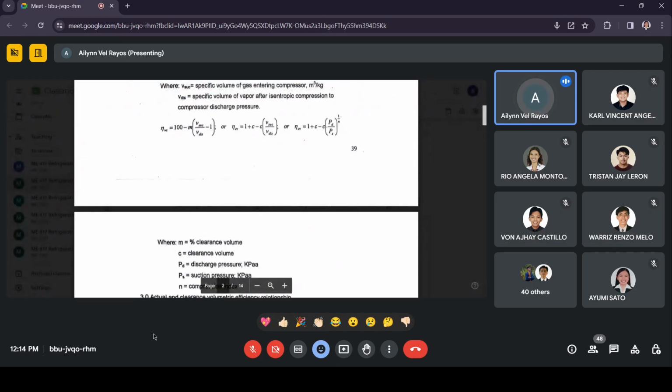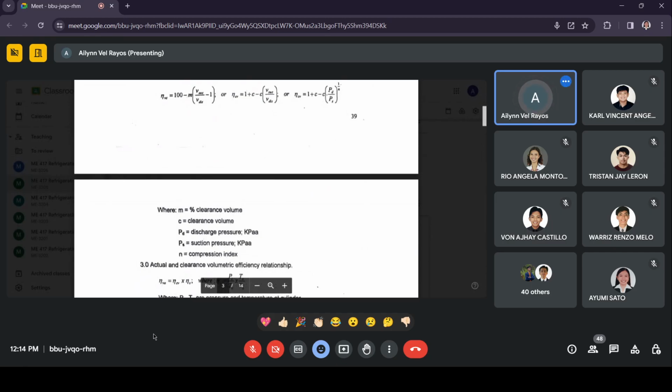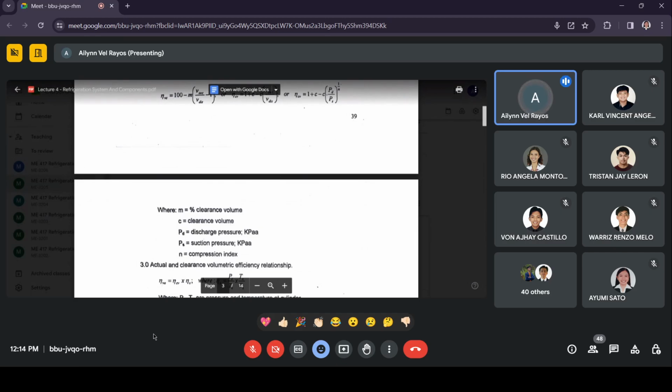PD is the discharge pressure. In our case, we use state point 2, or P2. Suction pressure is P1, and N is the compression index. If it is an isentropic process, our compression index is K, so 1 over K.